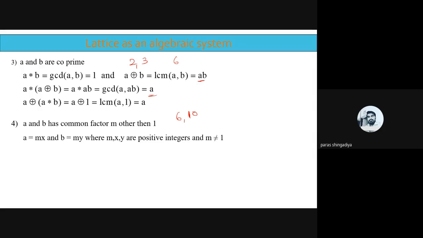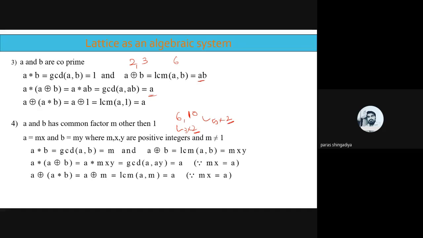So it has a common factor M other than 1. For example, 6 can be written as 3 into 2, and 10 can be written as 5 into 2. So 2 is a common factor, other than 1. So A can be written as MX, and B is equal to MY, where M is a common factor, and M, X, Y are positive integers, and M should not be equal to 1. Okay, M not equal to 1.